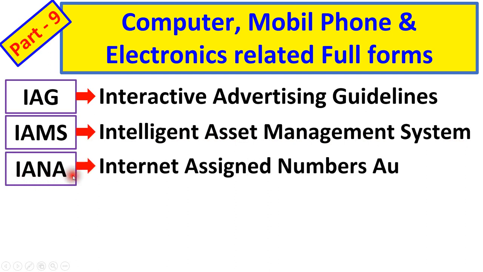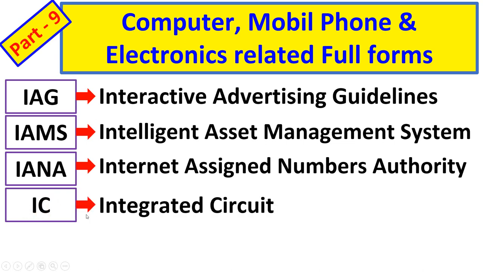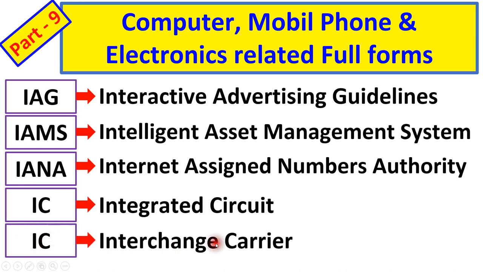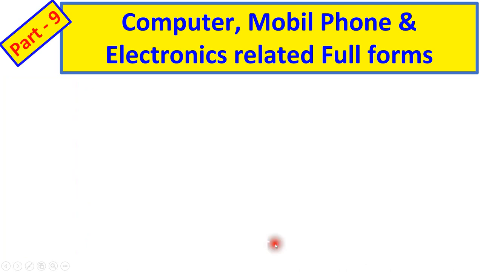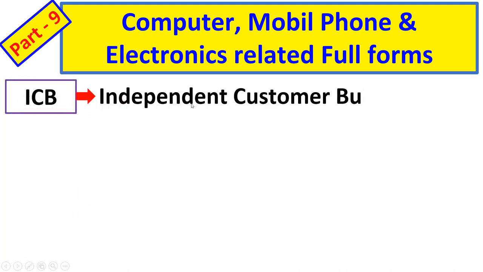IANA stands for Internet Assigned Numbers Authority. IC. IC stands for Integrated Circuit. Also, IC stands for Interchange Carrier. ICB. ICB stands for Independent Customer Builds.